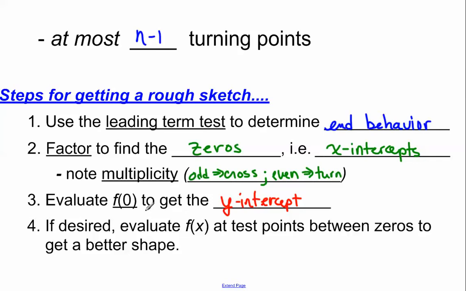Then we're going to evaluate f of 0 because that's going to give us our y-intercept. It just makes a little bit nicer looking graph. And if desired, if we want it to get even prettier, we can evaluate f of x at test points between the zeros to tell us how high or how low it's getting as it's turning through there.